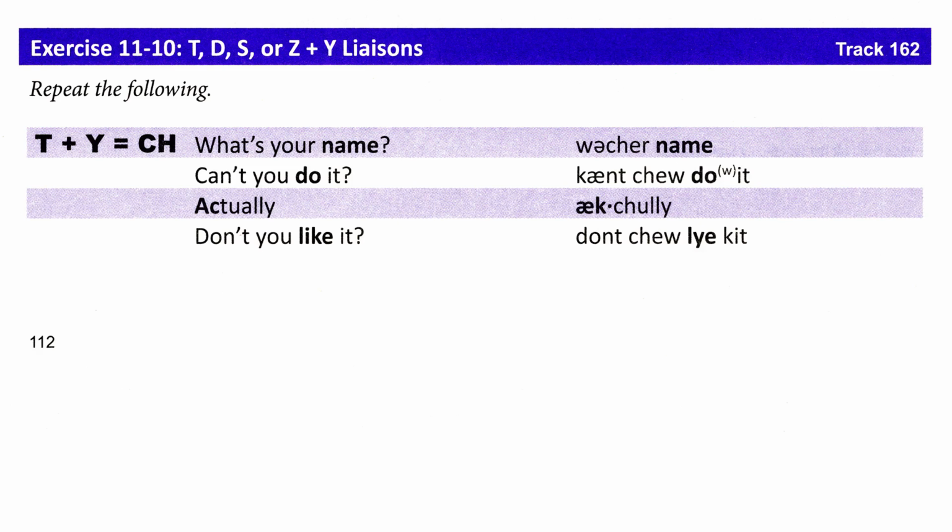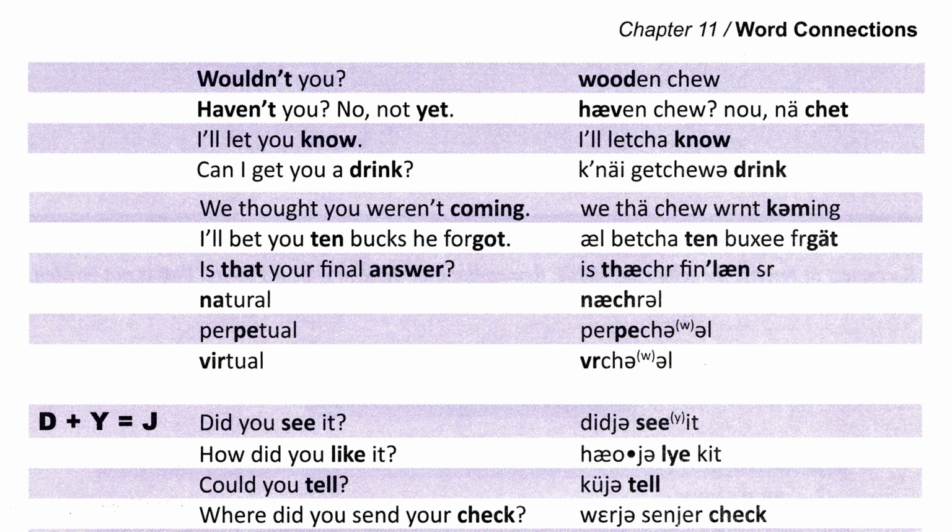Repeat the following. What's your name? Can't you do it? Actually. Don't you like it? Wouldn't you? Haven't you? No, not yet. I'll let you know. Can I get you a drink? We thought you weren't coming. I'll bet you $10 he forgot. Is that your final answer?